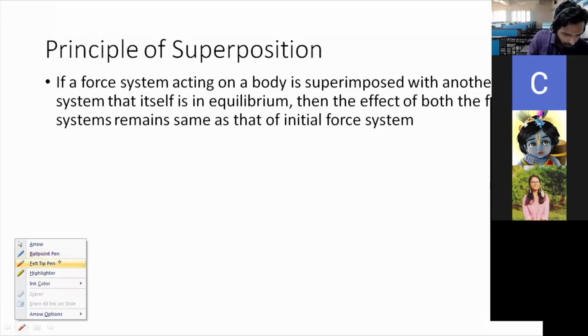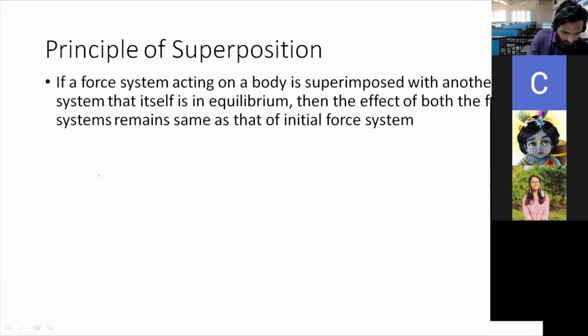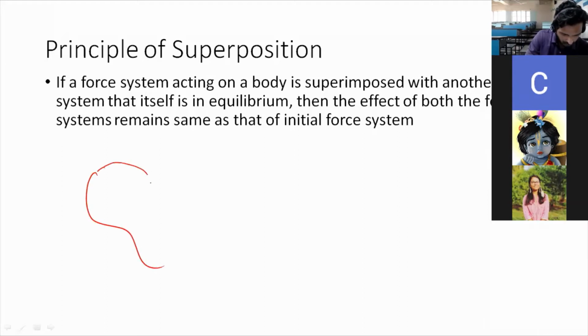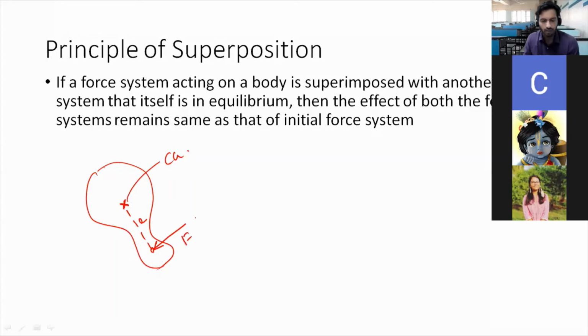Now I'll tell you an example. Let us have this object which has its center of gravity at this junction. Let us say there is a force acting eccentric to the center of gravity, or CG, whatever you can say.